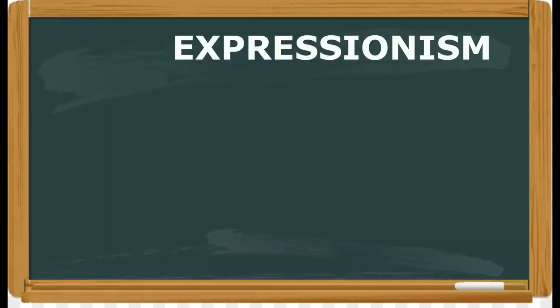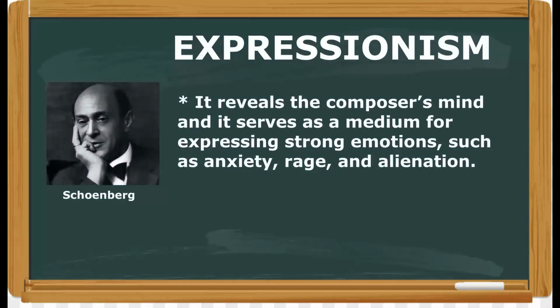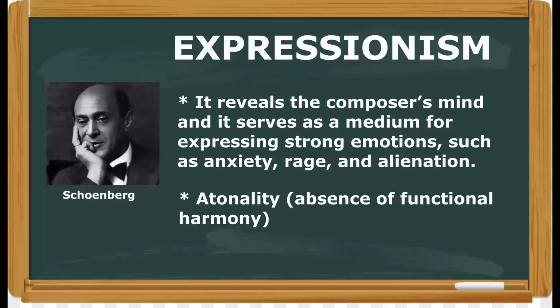Next, we have Expressionism. This music style reveals the composer's mind, and it serves as a medium of expressing strong emotions, such as anxiety, rage, and alienation. It uses atonality, which means the absence of functional harmony as a primary structural element, and the 12-tone scale.